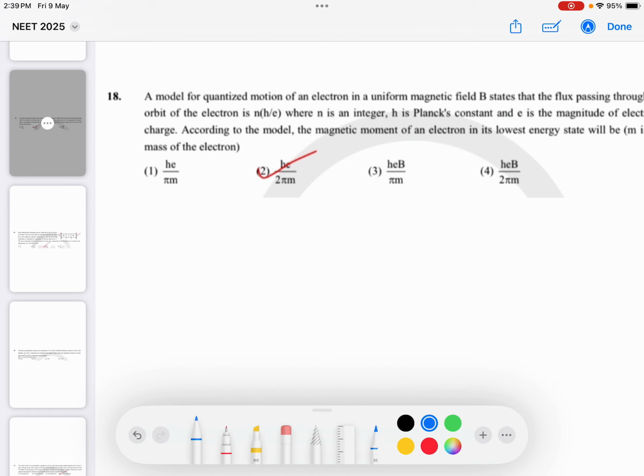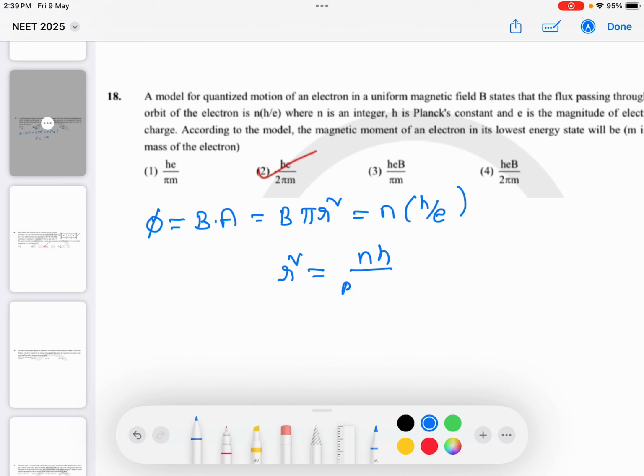According to the model, what will be the magnetic moment of the electron in its lowest state? According to the flux value, flux in a magnetic field is B into A. A can be taken as pi r square, which is equal to nh by e. So I am taking r square value equal to nh by B pi e.